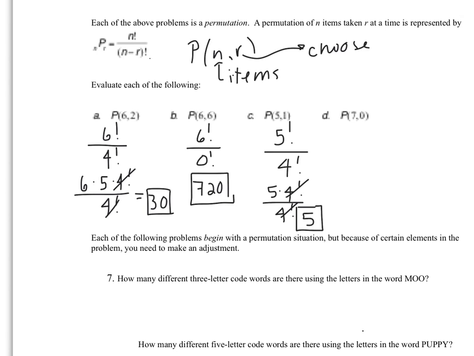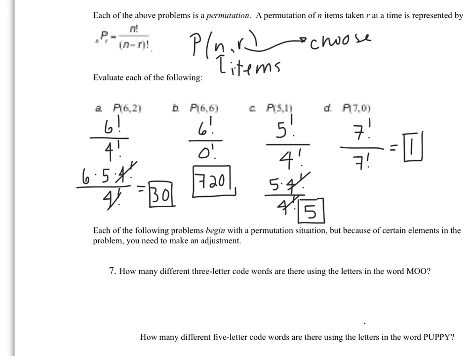7 choose 0. Well, this is a little bit silly. Think about it. We have 7 items. We're picking none of them. How many different arrangements do we have? Well, to me, just one. We don't have any arrangement. But if we just follow the formula, this is going to be 7 factorial over 7 minus 0, which is 7 factorial. So we do get the one that we would expect.